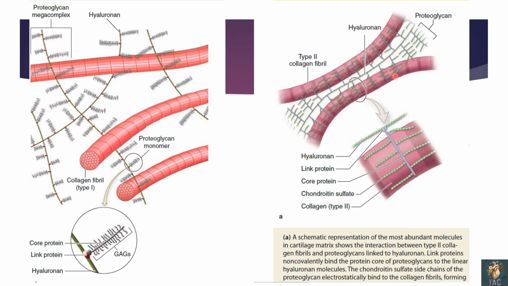So in this you can see these are the collagen type 2 fibers, these are the proteoglycans, and in the center you can see hyaluronan is present, and again the same structure in detail. In the background you can see the type 2 collagen, and these are the proteoglycan monomers. In the center, core proteins, the linker protein, and the hyaluronan.